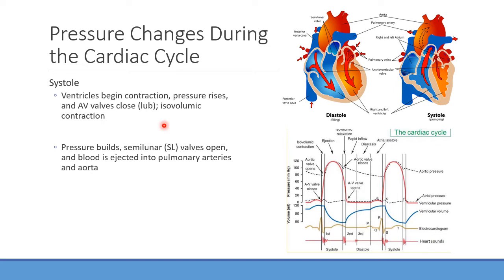So the pressure is building, and then as the pressure builds, those semilunar valves open up, and that's going to allow the blood to be ejected out into either the pulmonary arteries or over into the aorta. Okay, so that's an important period where the pressure is building, both sets of valves are closed, and then all of a sudden the pressure hits a certain tipping point, and then boom, semilunar valves are open. Okay.